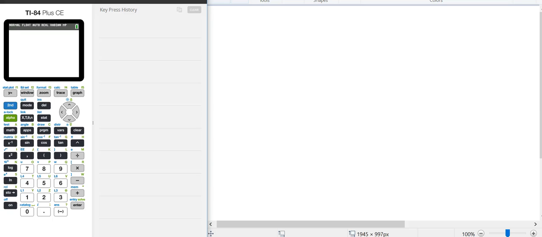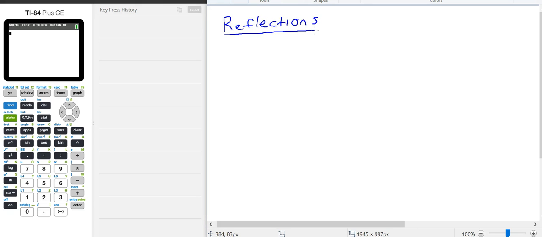In this video, we're going to discuss transformations, specifically reflections. There are two ways we can reflect a function. Let's say we have the function y is equal to x squared. This is a basic parabola, the parent function of a parabola. One way we could reflect it is across the x-axis. It would flip over the x-axis and it would end up looking like this.